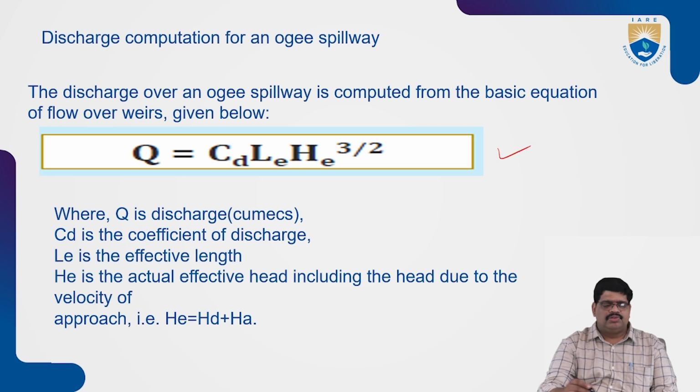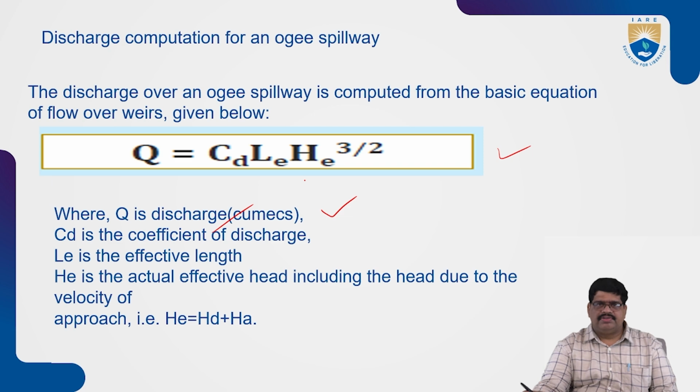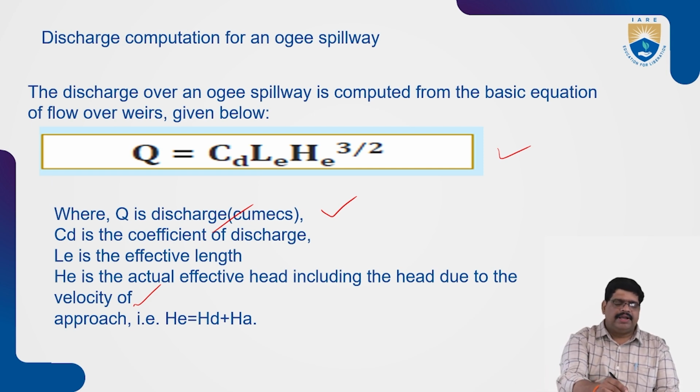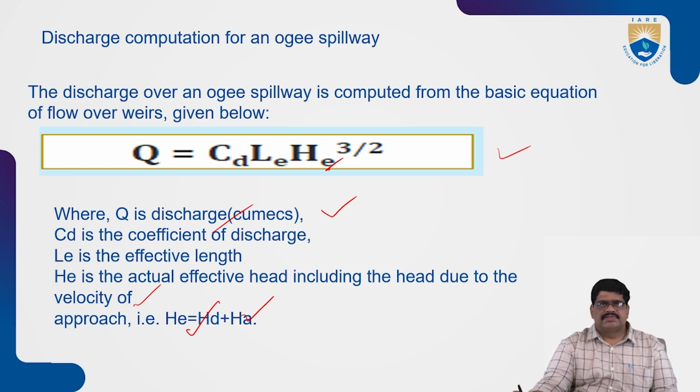Here Q is equal to the discharge, Qmax, and Cd is the coefficient of discharge. Le is the effective length. He is the actual effective head, including the head due to the velocity of approach, and He is equal to Hd plus Ha. So we have to find the He value that is equal to Hd plus Ha. By applying this formula, the total discharge at the Ogee of the spillway can be computed. You have to apply this equation for calculating the discharge of the spillway.